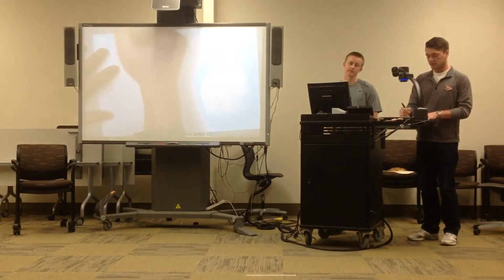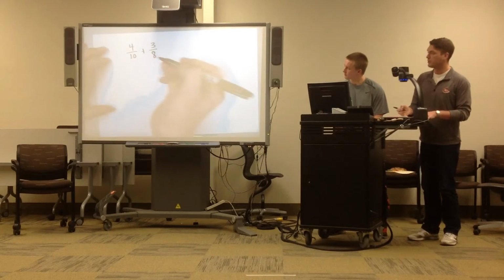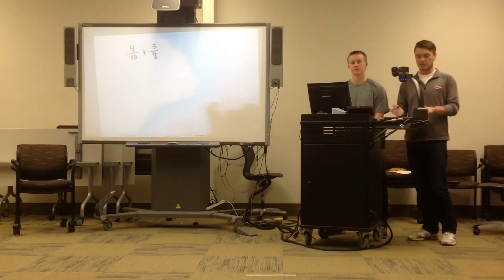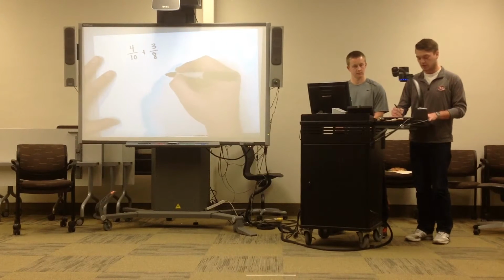So we're going to start with the fractions 4 over 10 plus 3 over 8. We could multiply 10 times 8, but that's going to give us a pretty large number. So let's try to find our least common multiple.